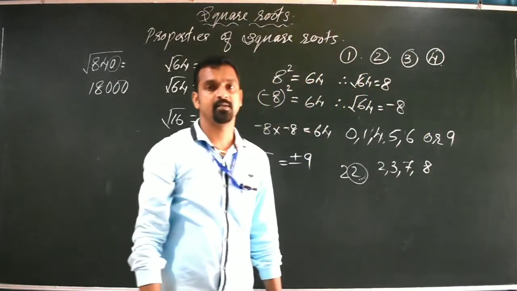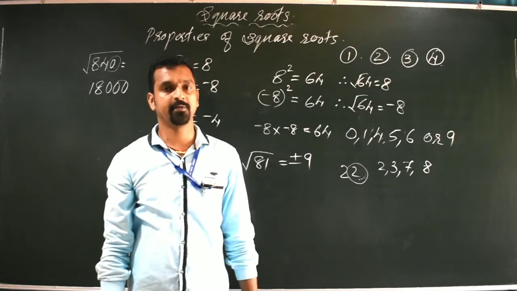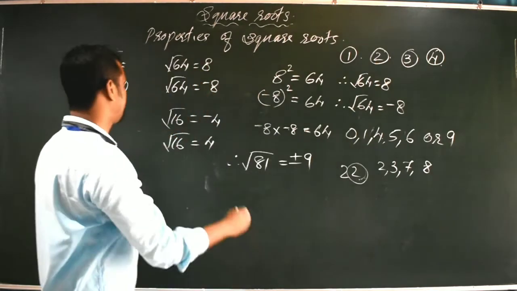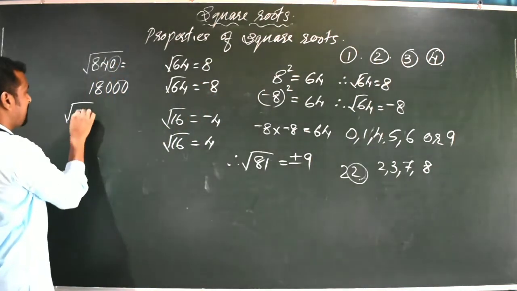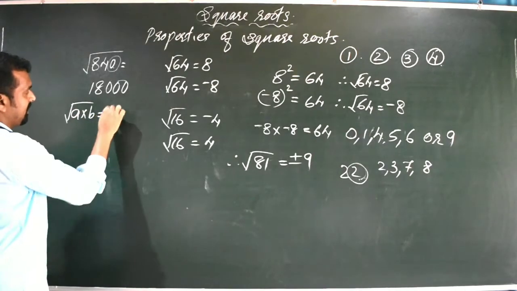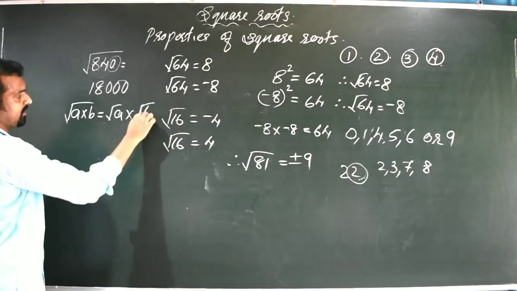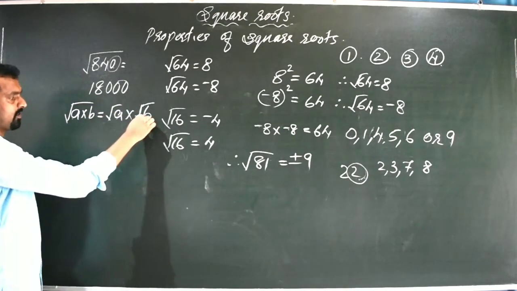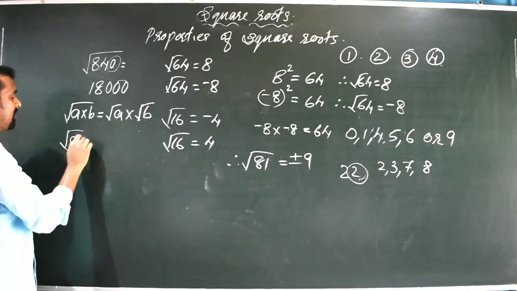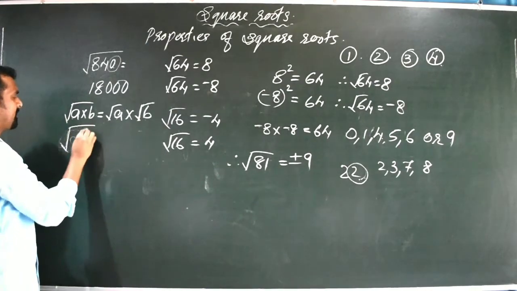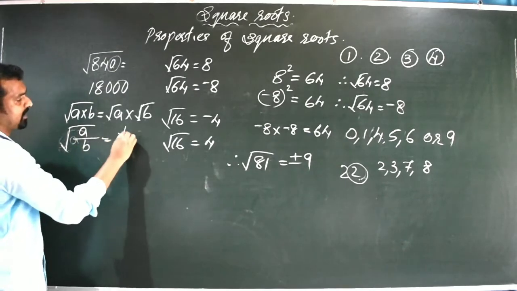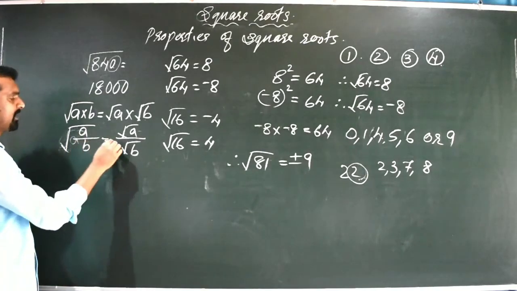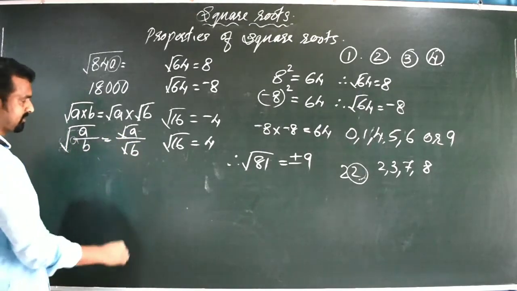Property number 4: the square root of a number follows the rules of exponents. That is, square root of a into b is equal to square root of a into square root of b, and square root of a divided by b is equal to square root of a divided by square root of b.